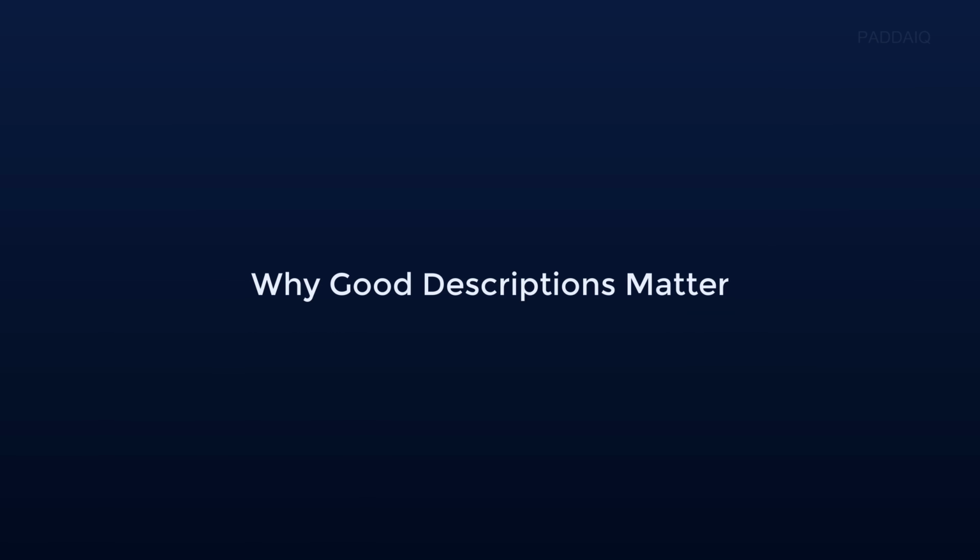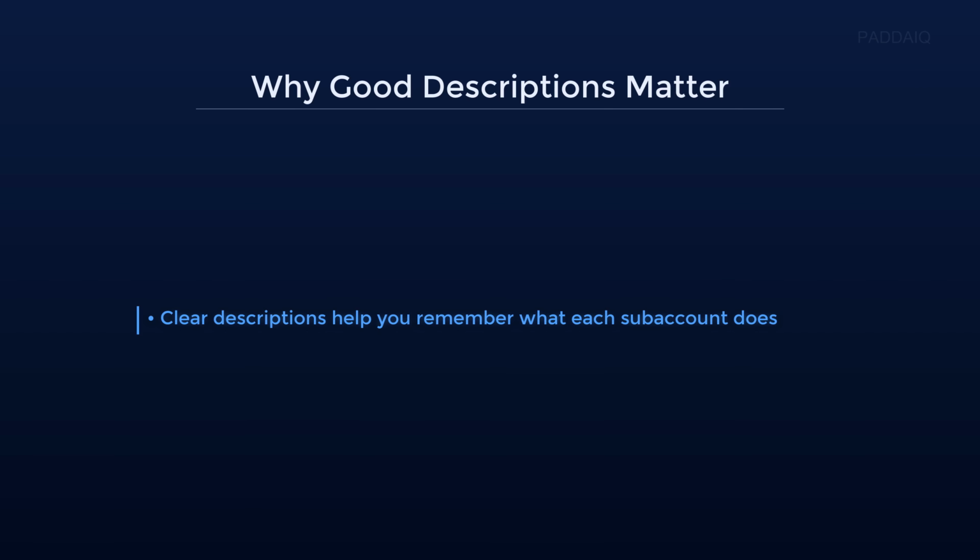Why good descriptions matter for enterprise success. Clear descriptions help you remember what each subaccount does. They act as quick reminders of the subaccount's purpose without needing to dig into details. For instance, labeling one EU production HR instantly tells you it runs HR apps for Europe. This saves time and prevents mistakes during daily operations.